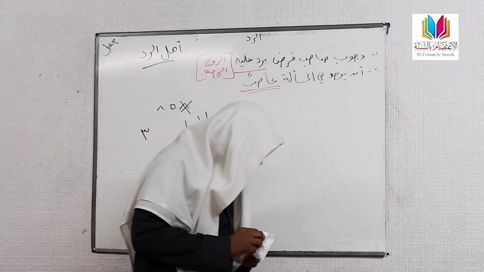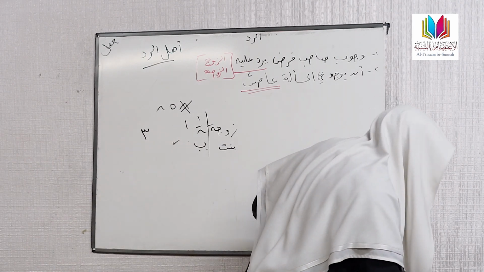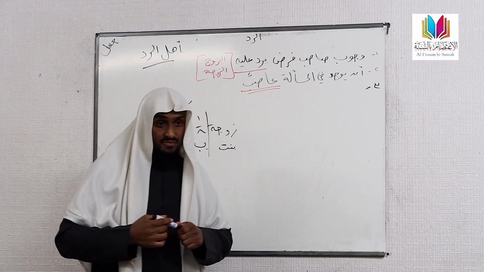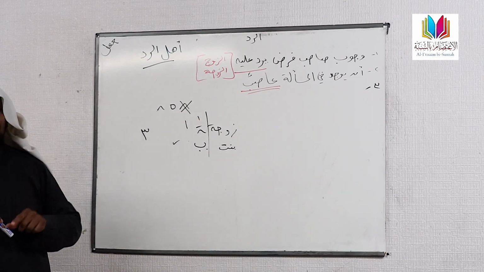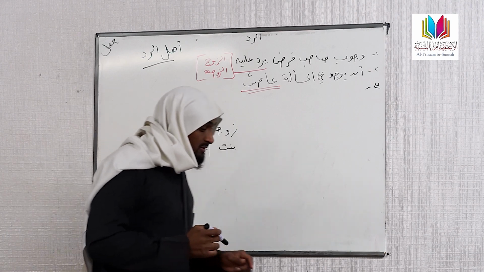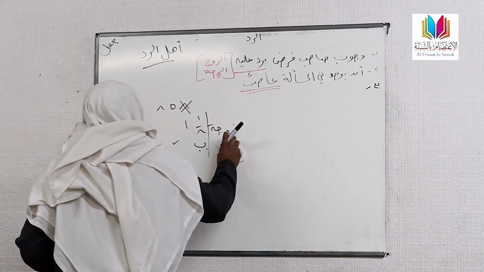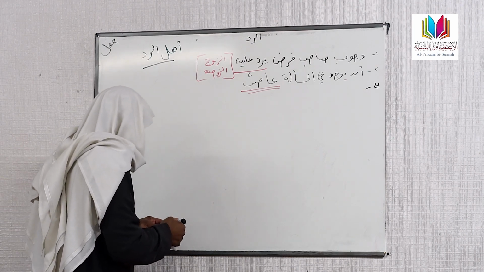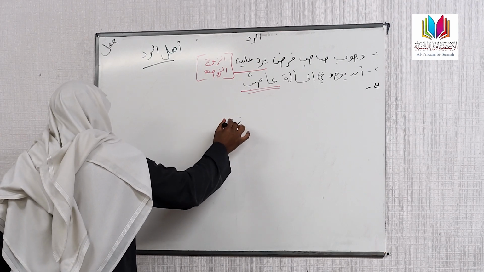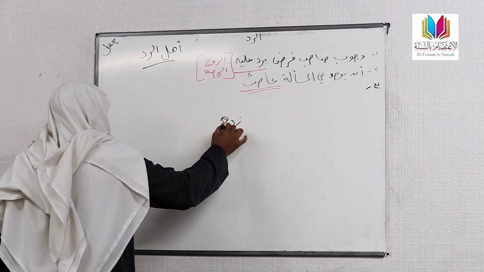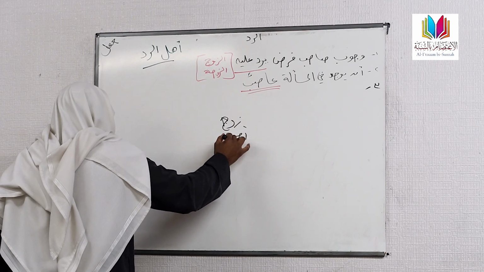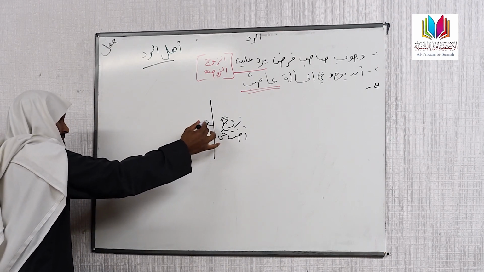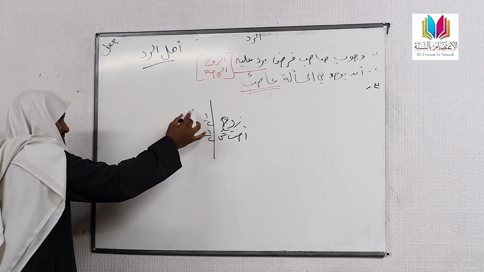Is there another condition? Excellent. The third condition is that the furud are not finished, meaning there is nothing left over. For example, a zawj and an ukht shaqiqa.